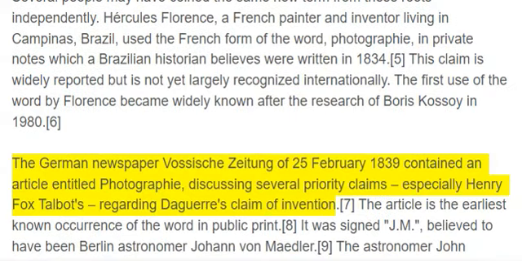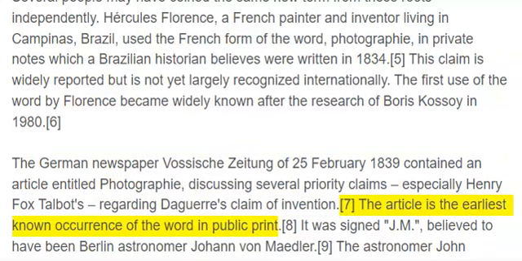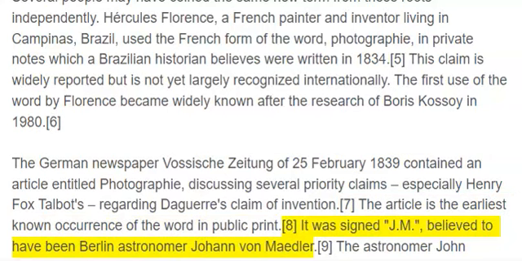The German newspaper Vossische Zeitung of February 25, 1839 contained an article entitled Photographe, discussing several priority claims, especially Henry Fox Talbot's, regarding Daguerre's claim of invention. The article is the earliest known occurrence of the word in public print. It was signed J.M., believed to have been Berlin astronomer Johann von Mädler.